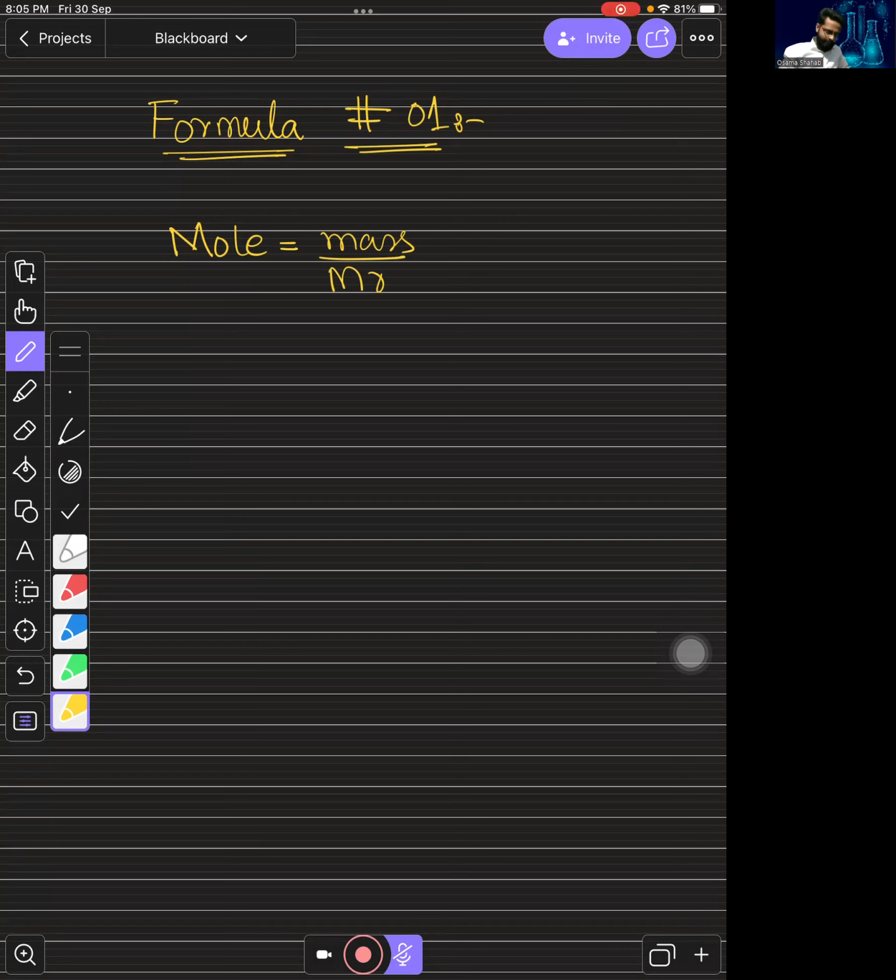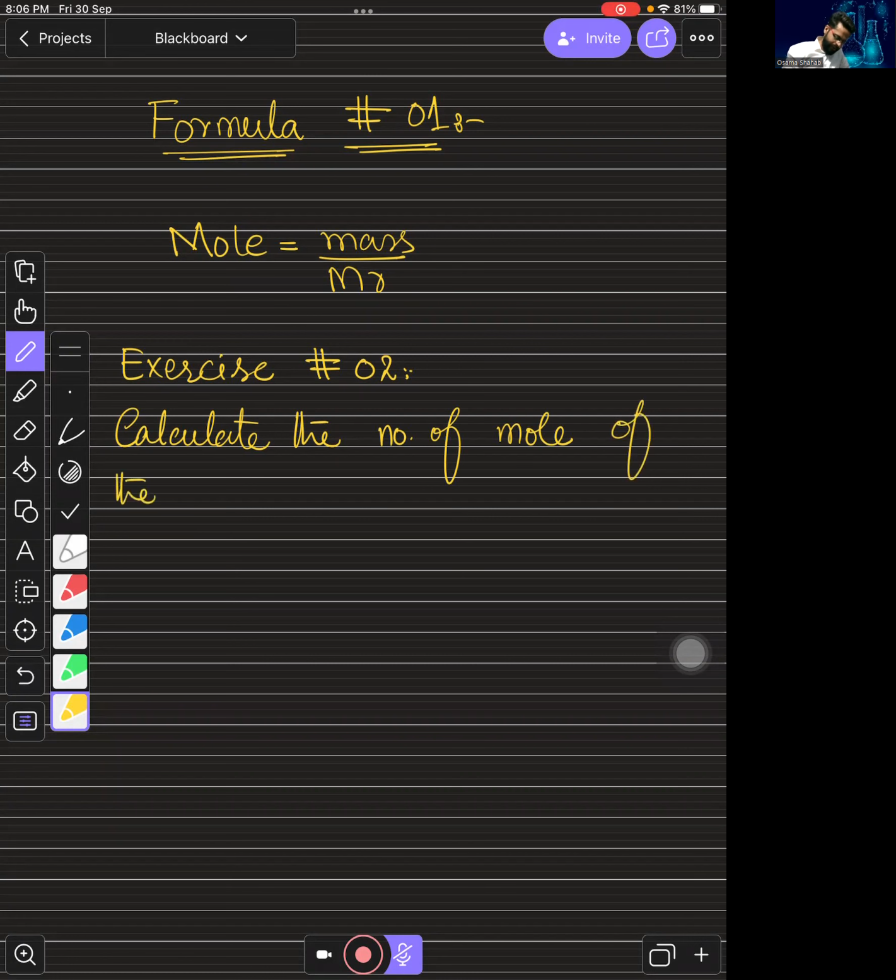Yes, sir. So it is exercise number 2 that we are going to start. We did exercise number 1 yesterday about molecular masses, and this is exercise number 2, in which we are going to find the number of moles from the given masses. The question of this exercise is: calculate the number of moles of the following substances.